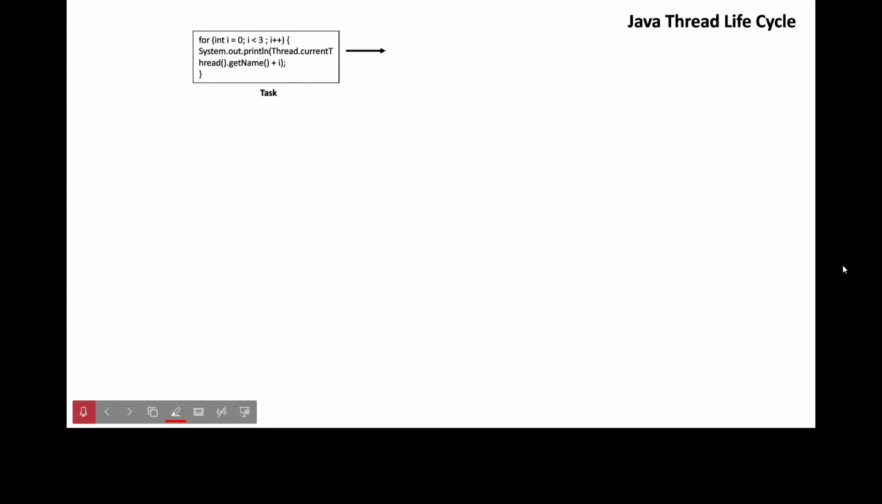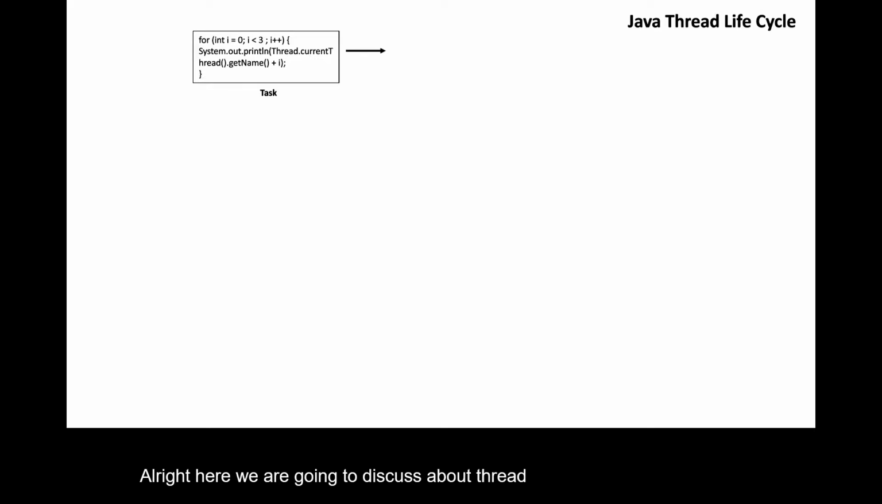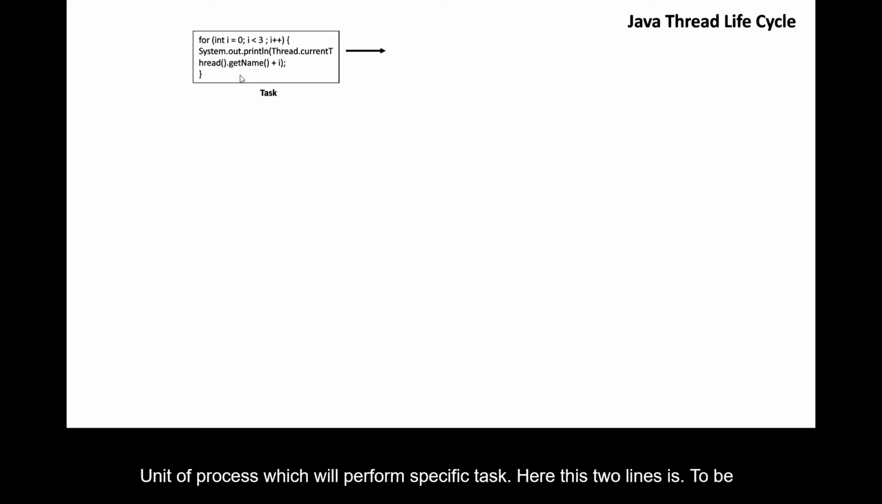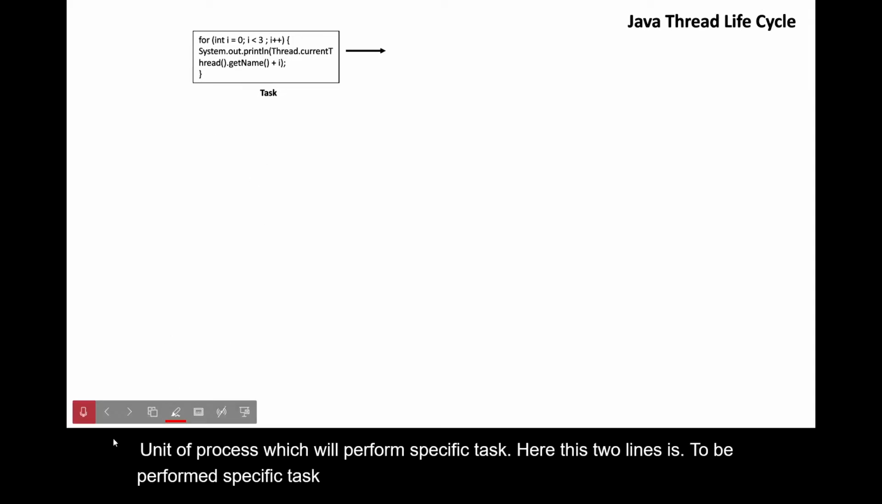Hi, here we are going to discuss the thread lifecycle in Java. A thread is a unit of process which will perform a specific task. Here these two lines are to be performed as a specific task. This will be created as a single thread. So here the thread name is T1, which is the new thread.